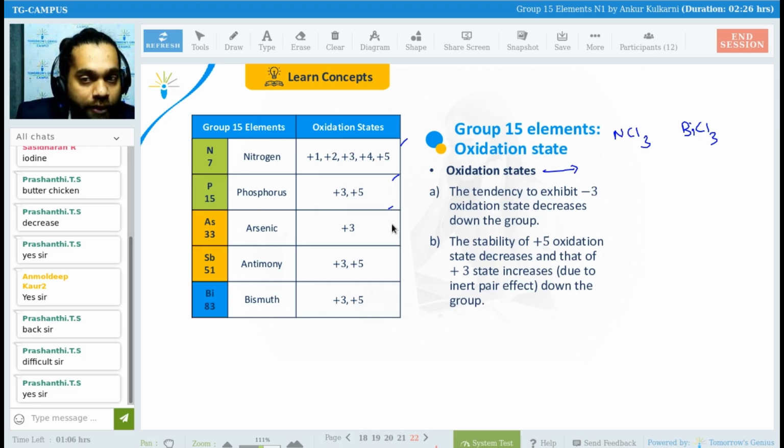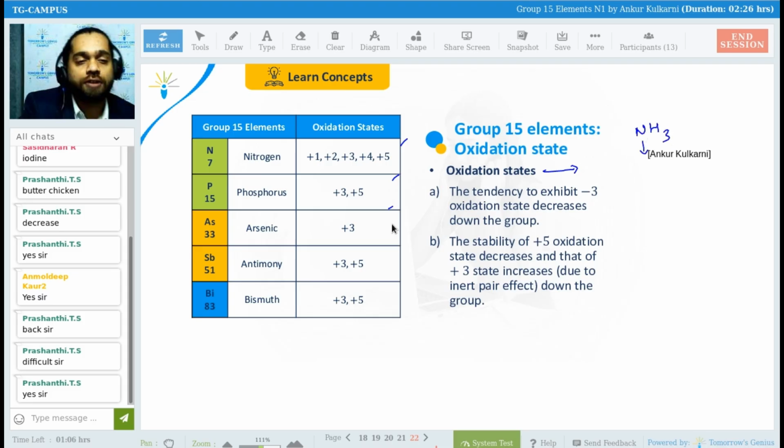Let us say instead of NCl3, let us say NH3, ammonia. What is the oxidation state of N over here, everyone? What charge is present on nitrogen over here? What charge is present on the nitrogen?